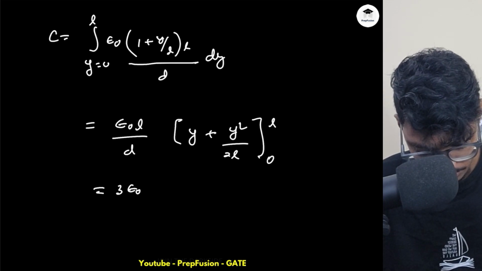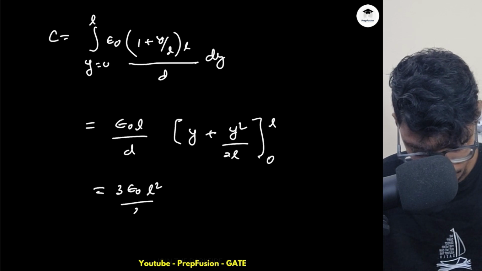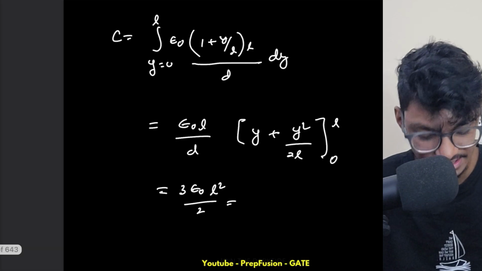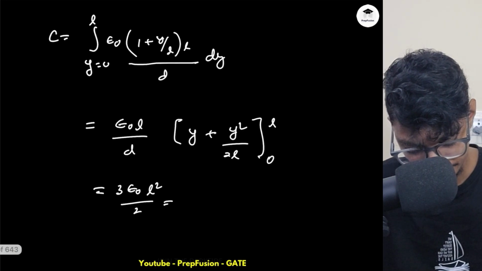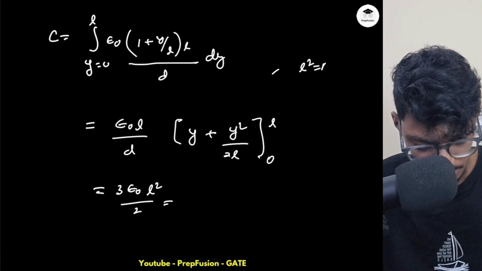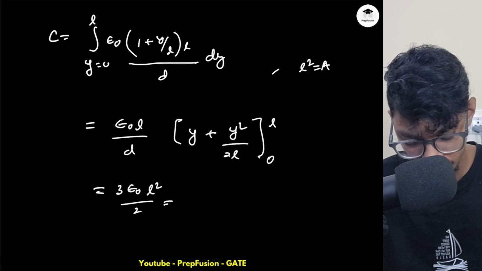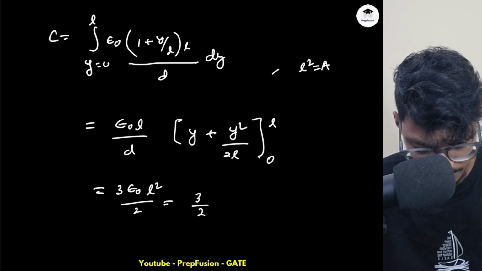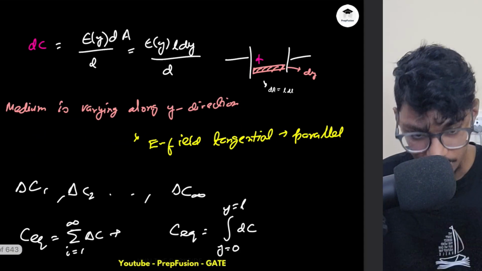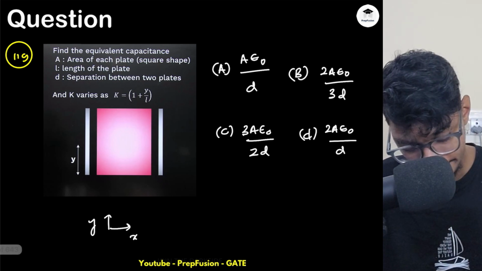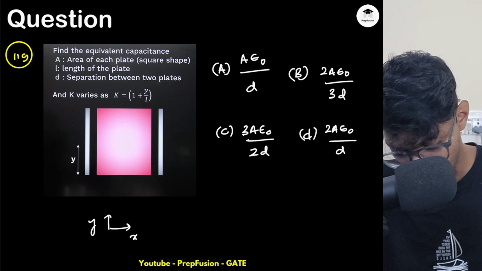So 3 by 2 into L, so this will be L square by 2. And what is L square? As it is a square plate, they have written it is a square shaped plate, so L square is actually the area of the plate, right? As it is a square plate, so this will be 3 by 2 epsilon naught A. Okay, so your answer will be 3 by 2 epsilon naught A, which is option C.